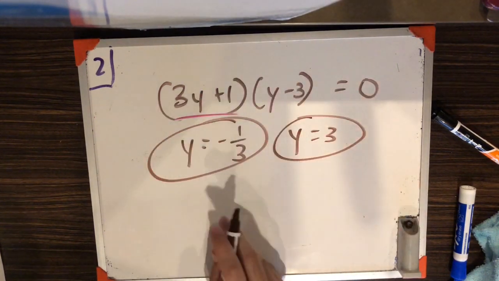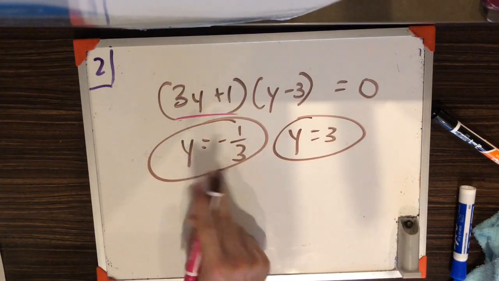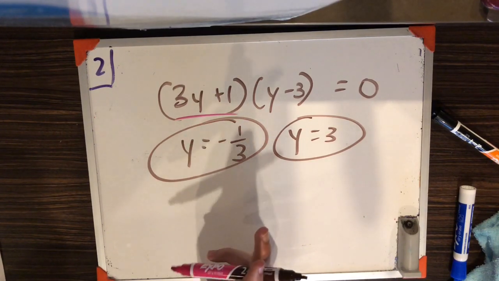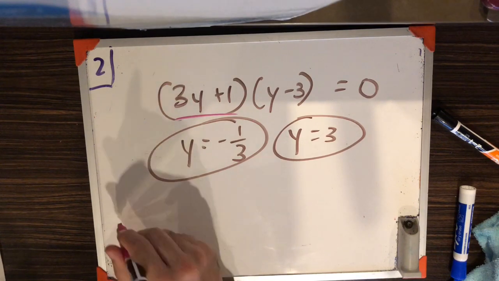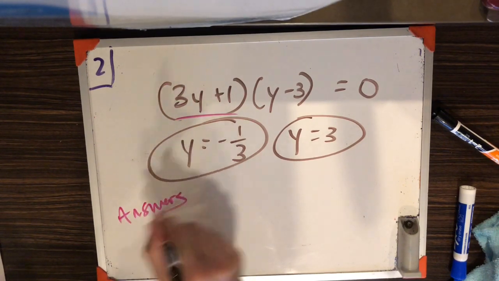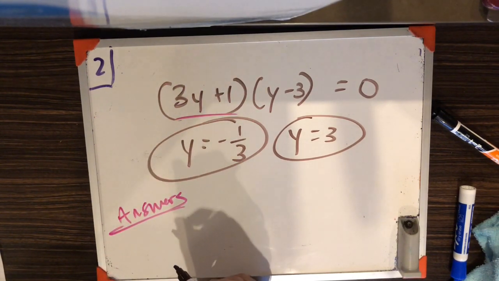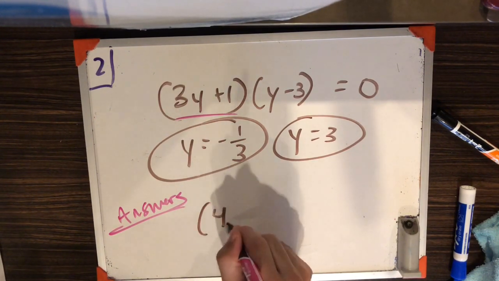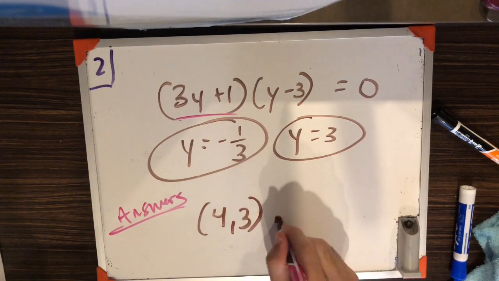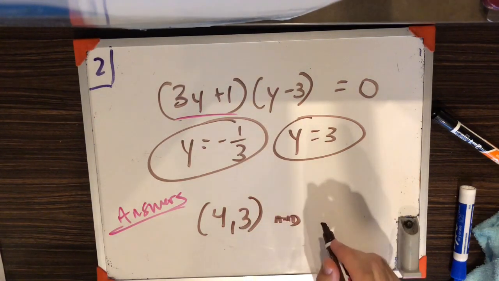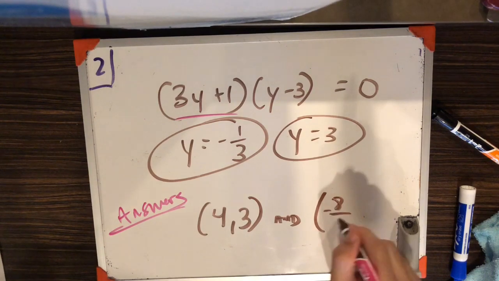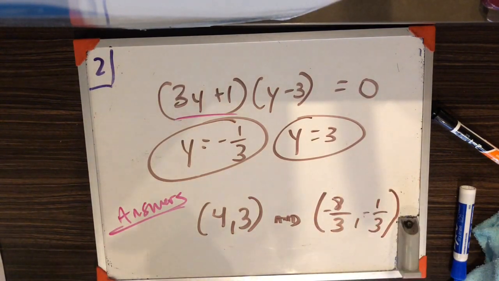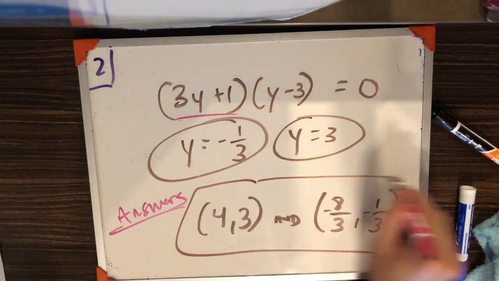Okay, so at least we have our y values. Now what do we do with these y values? We plug them back into the linear equation, the easier equation. Okay, so your answers should be the following: 4, 3, and negative 8 over 3, and negative 1 over 3. Okay, so those are your answers.